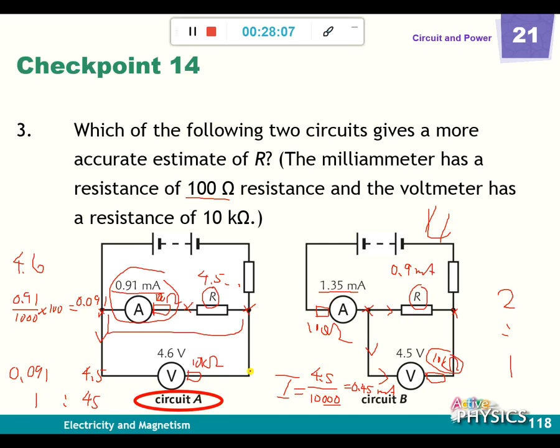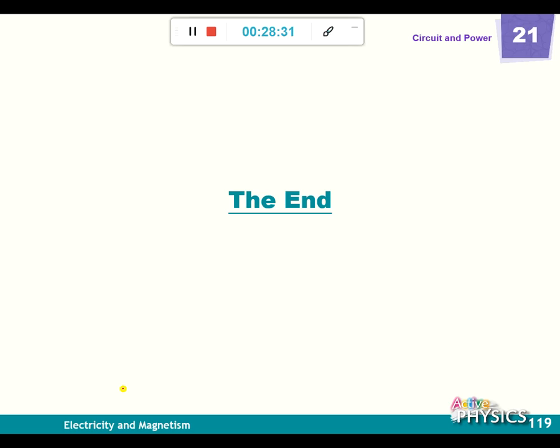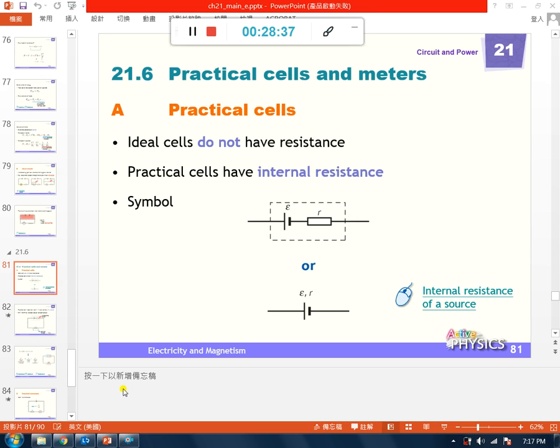Circuit A will be the more accurate one. But how to use it? How to use the division of voltage or division of current to find out the ratio. If the ratio between them is as large as possible, then this one will be the accurate one. This question you will also do in the exercise or online tutorial. Okay, that's all.